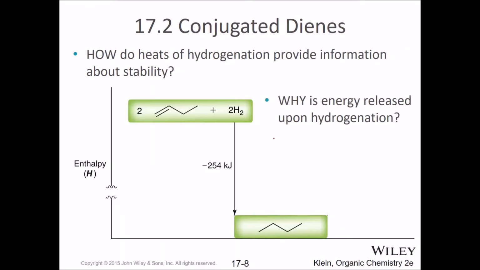Now, this is super interesting. How do heats of hydrogenation provide information about stability? What we can do is take two molecules of this and reduce it. I can name this.